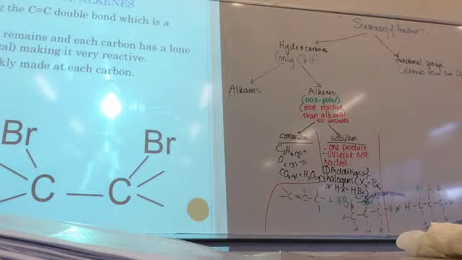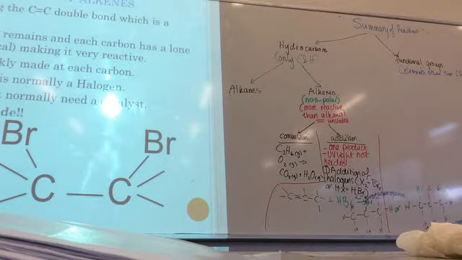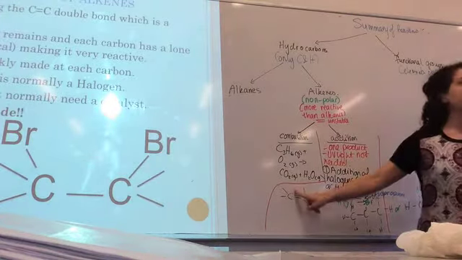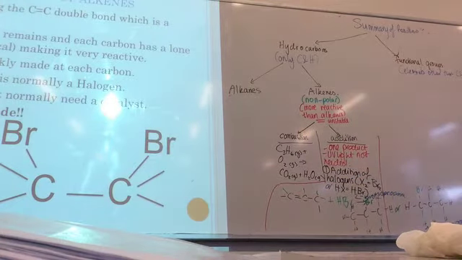Okay, second type of addition reaction. The one where it's Br2 that has it. The other possibility. So you know how the H can go here?